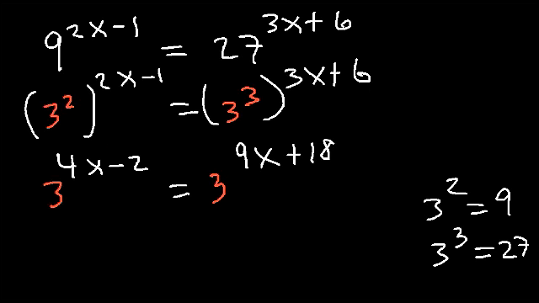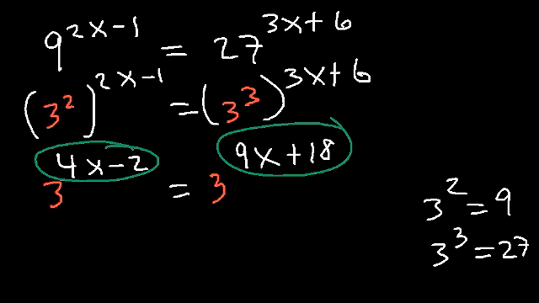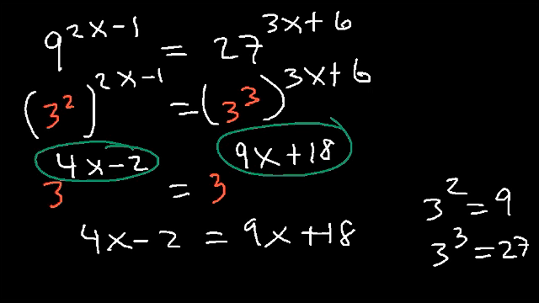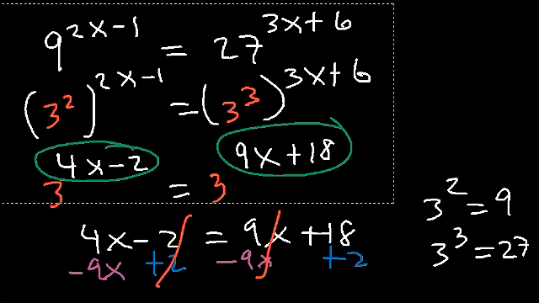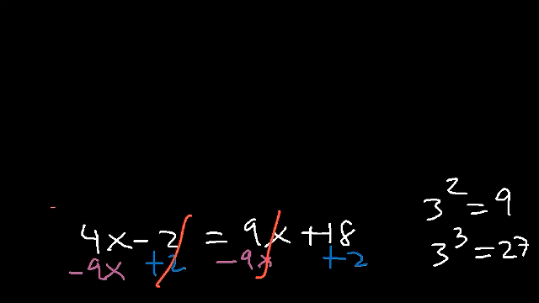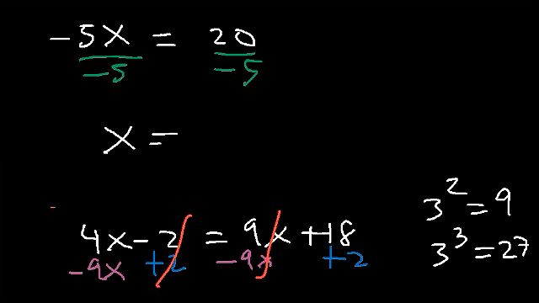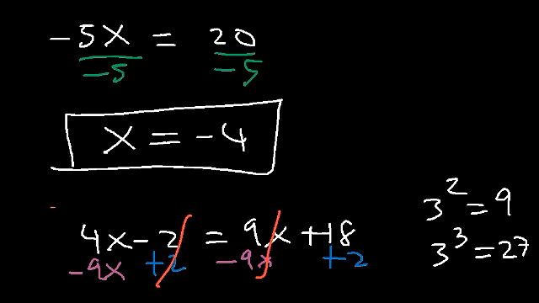So now we can set the exponents equal to each other. So 4x minus 2 is equal to 9x plus 18. So let's add 2 to both sides, and let's take away 9x from both sides. So 4x minus 9x is negative 5x. 18 plus 2 is 20. So if we divide both sides by negative 5, x is equal to negative 4. And so this is the answer.